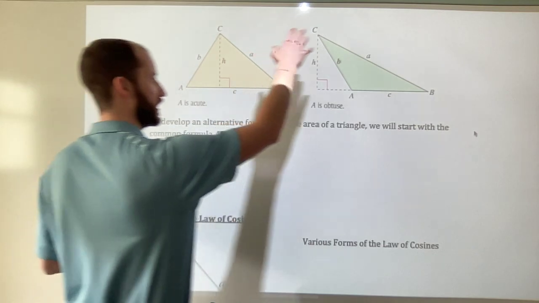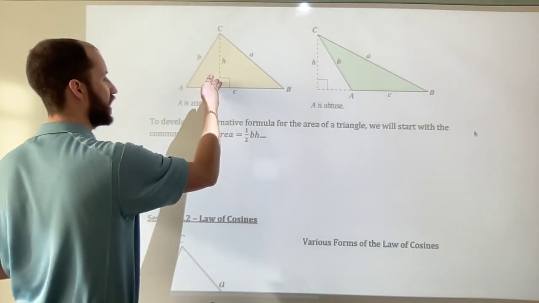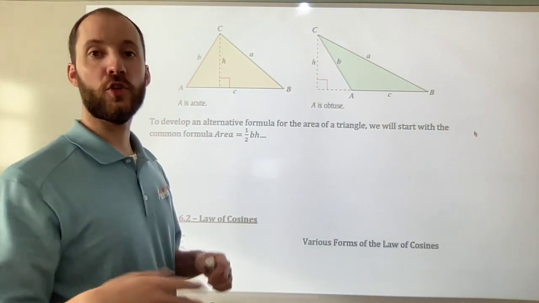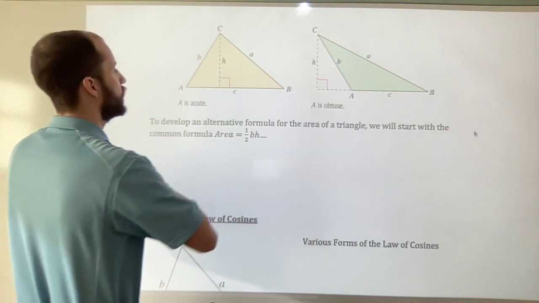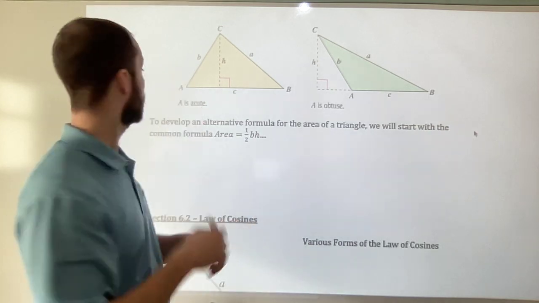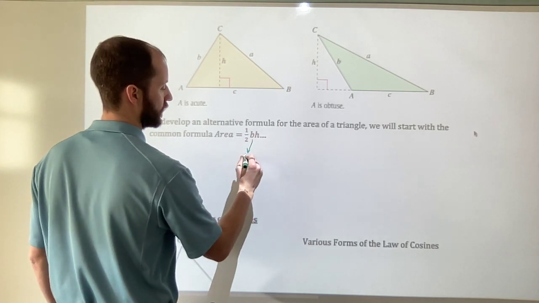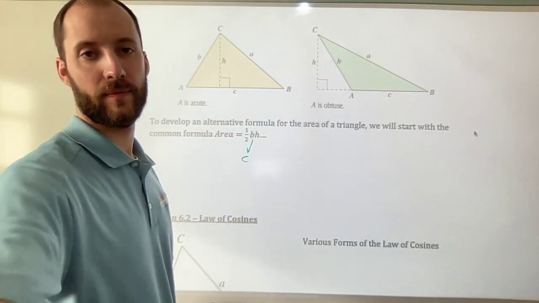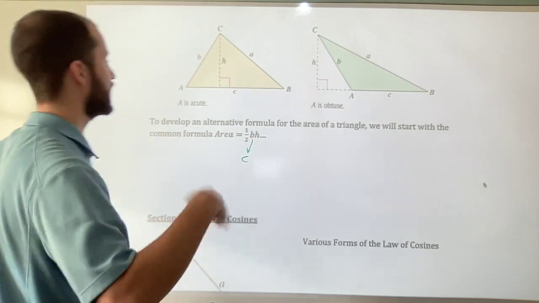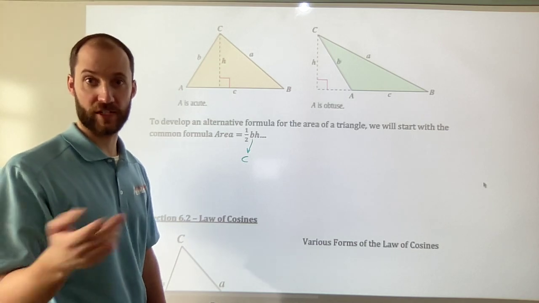So two examples here of an acute or maybe a right triangle with the height inside the triangle. Here an obtuse with the height outside the triangle. Either way, you could use this formula. So in both of these cases, I'll use green. Haven't used it yet, why not? In both of these cases, our base is the side C, because C is perpendicular to our height. Remember, base and height always got to be perpendicular to each other.